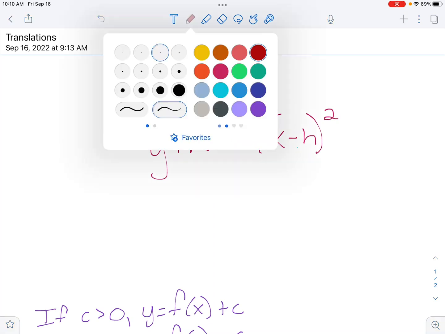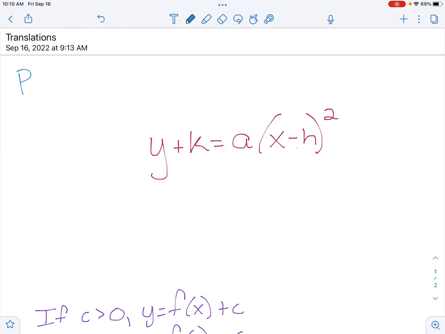So when you have vertex form, remember our parent function for a parabola is just the basic y equals x squared. So we're going to manipulate that. Now you and I have already talked about this. So when we're manipulating that, we can shift it left and right. We can make it wider. We can make it narrower. We can flip it.